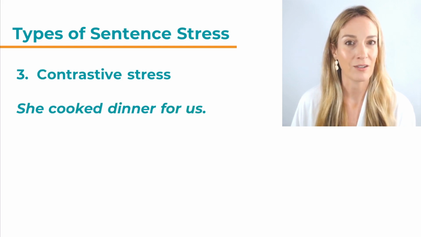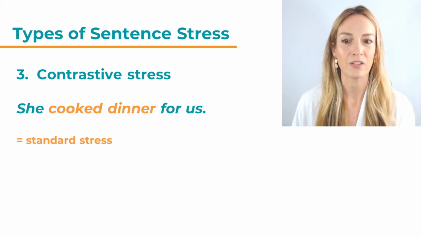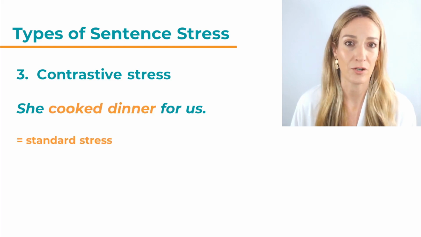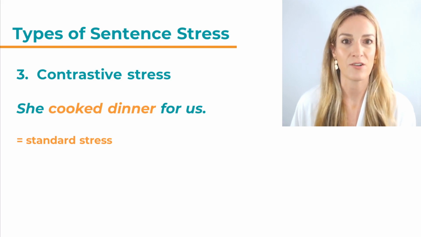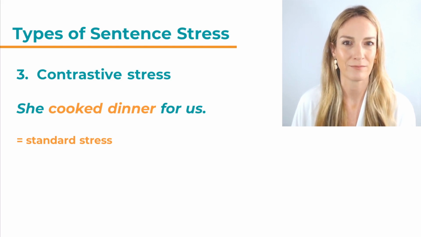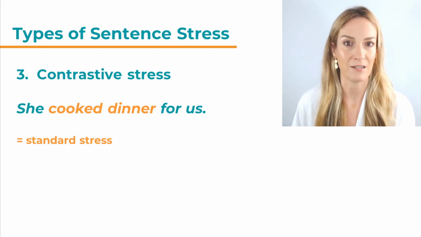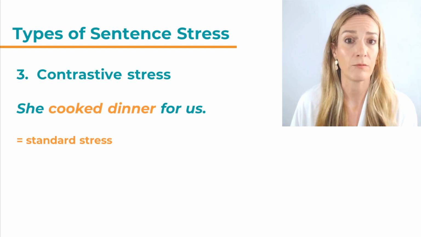Number 3, contrastive stress. Now, here again is an example sentence. She cooked dinner for us. Usually, cooked, dinner, content words. This is the standard tonic stress. She cooked dinner for us. Dinner would probably have the main stress here as well. However, we could shift the stress and change the meaning of the standard meaning. She cooked dinner for us. The main meaning here would be that she cooked and that it was dinner.